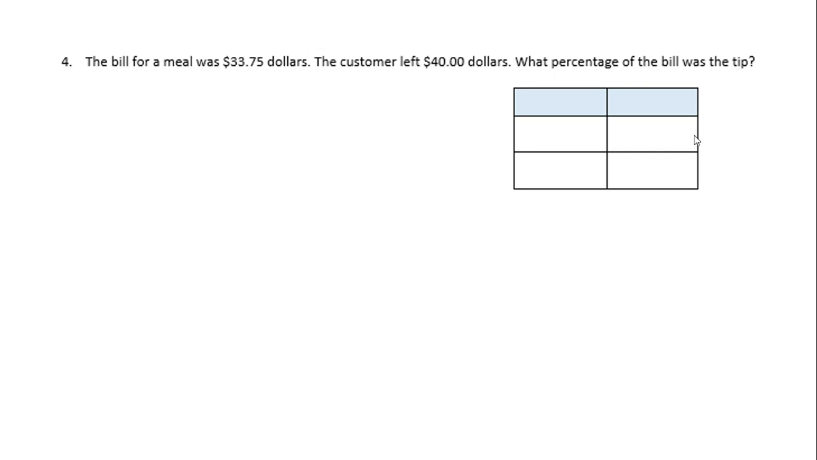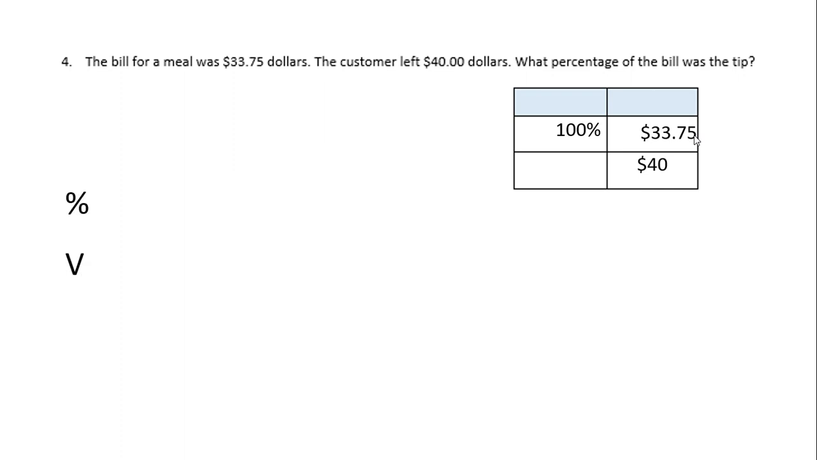Number 4, the bill for a meal was $33.75. The customer left $40. What percentage of the bill was the tip? You know, 100% of the bill was $33.75. Where does $40 go in the table? It goes on the right side of the table with the money. We're looking for the percent.